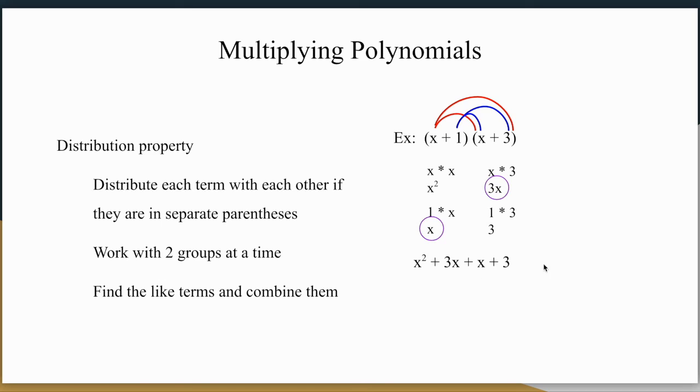Okay, now, but this is not the most simplified answer. So we're going to combine them, okay, to get x squared plus 4x plus 3. Where did we get this 4x? We know that these are like terms, so we add the number in front of the same variable, which is 3 and 1, to get 4x.